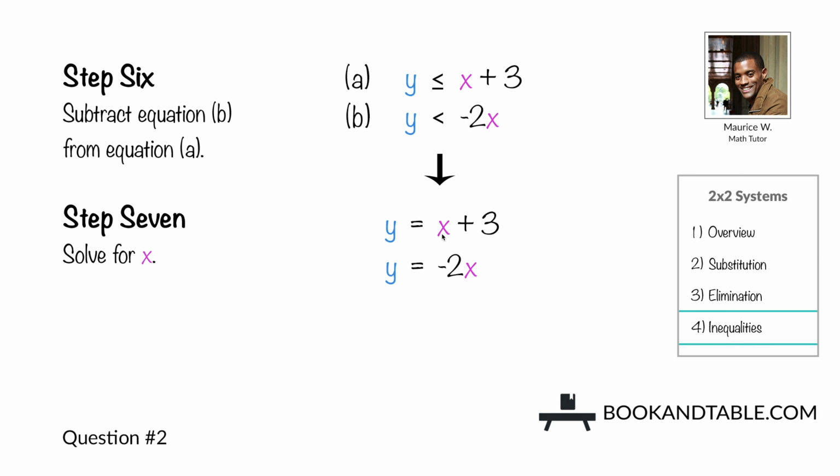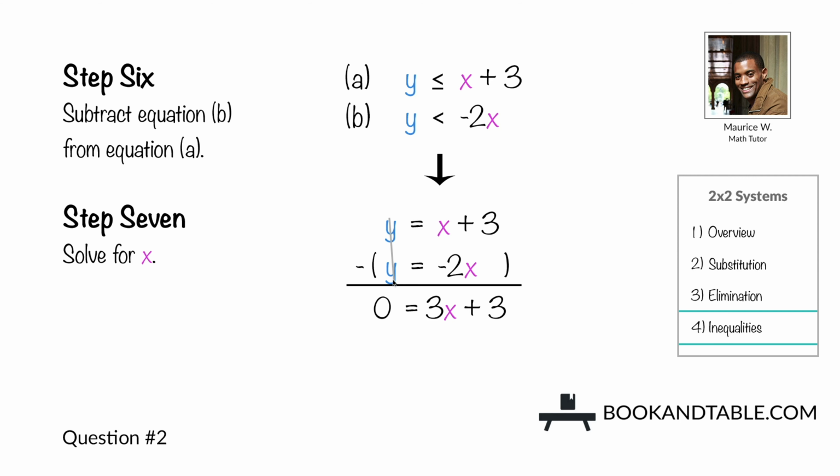Y is equal to x plus 3, and y is equal to negative 2x. Since we cannot eliminate the x's by adding or subtracting these two, we'll focus on the y's. Since we have y and y, if we subtract equation B from equation A, we'll cancel out our y's. So we'll solve for x first.